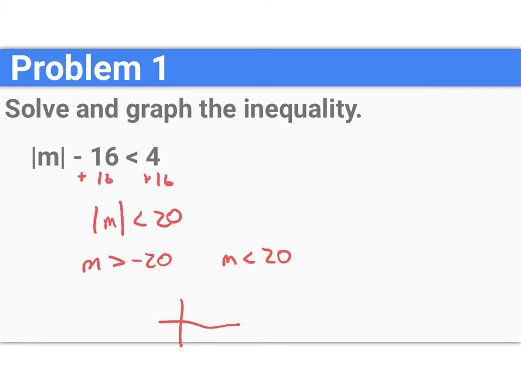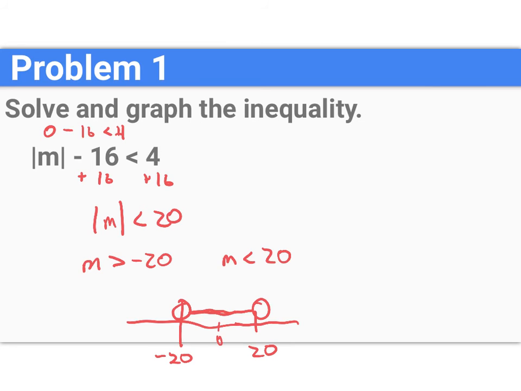And so when we go to graph this, we have negative 20 and then positive 20. And so it's greater than negative 20 and less than 20. And here we go. So it's all numbers in between. So I am going to put a tester in here. Me being a lazy person I am, I'm going to put 0 to test. And 0 minus 16 is less than 4. Negative 16 is less than 4.